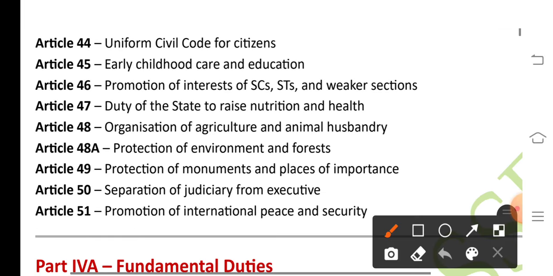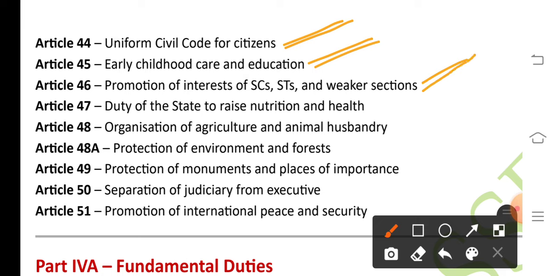Article 44, Uniform Civil Code for Citizens. 45, Early Childhood Care and Education. 46, Promotion of Interests of SCs, STs and weaker sections. 47, Duty of the State to raise nutrition and health. 48, Organization of Agriculture and Animal Husbandry.